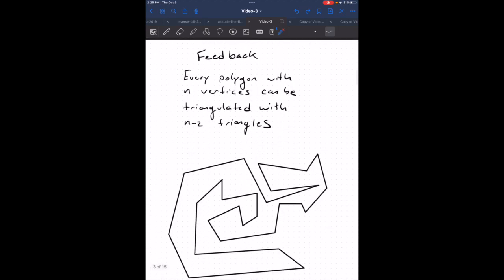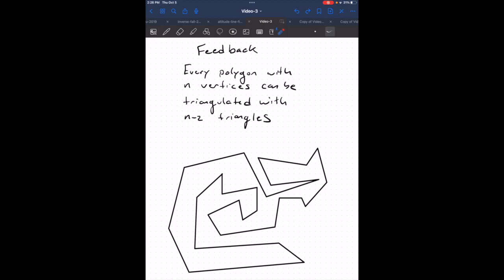So this feedback is coming from myself. I made the claim that every polygon with n vertices can be triangulated with n-2 triangles. And this is an inductive proof. What we want to do is find some sort of bisector that allows us to chop our polygon into 2 simpler polygons and then use an inductive argument. My example was too simple, and my proof was a little bit incorrect here. So let's revisit that briefly.